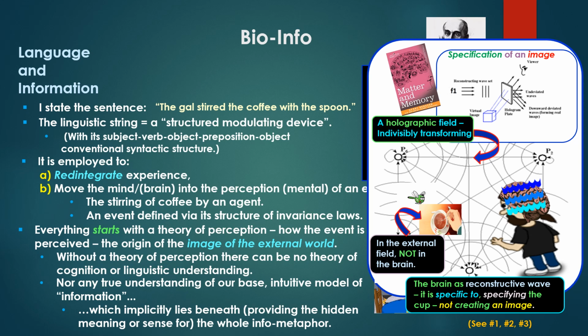So without a theory of perception, there can be no theory of cognition or linguistic understanding, nor any true understanding of our base, intuitive model of information, which implicitly lies beneath, providing hidden meaning or sense for the whole information metaphor. So if we start with an entirely different base for perception, we're going to have a quite different model of linguistic understanding, therefore of communication, therefore of information.